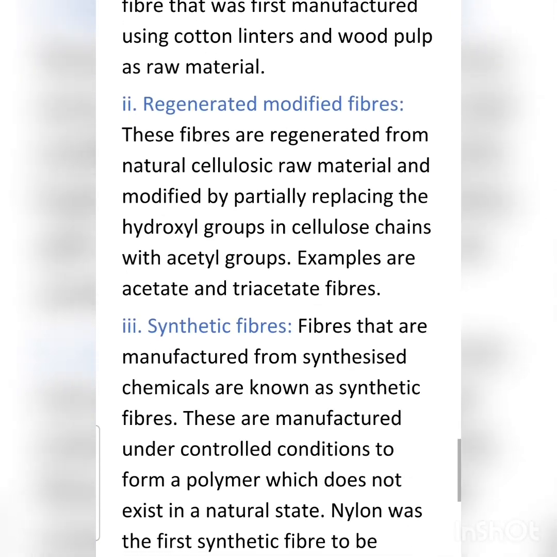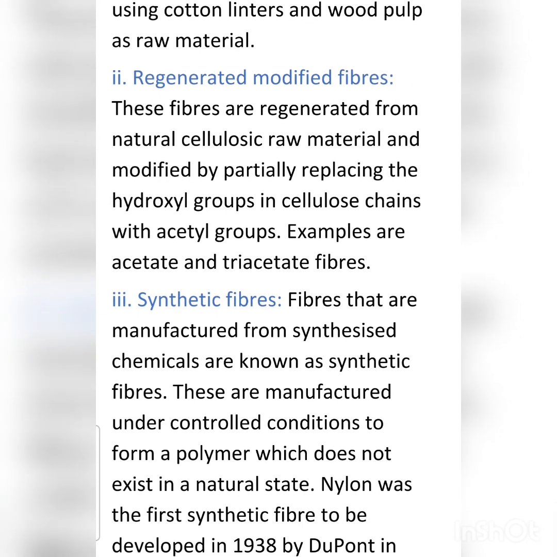Next, we have regenerated modified fibers. What are regenerated modified fibers? They are called so because these use cellulosic raw material where some hydroxyl groups are changed with acetyl groups. So these fibers are regenerated from natural cellulosic raw material and modified by partially replacing the hydroxyl groups in cellulosic chains with acetyl groups. For example, acetate and triacetate.